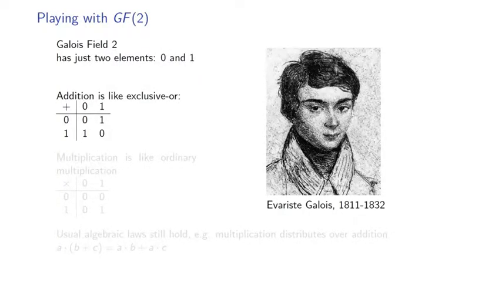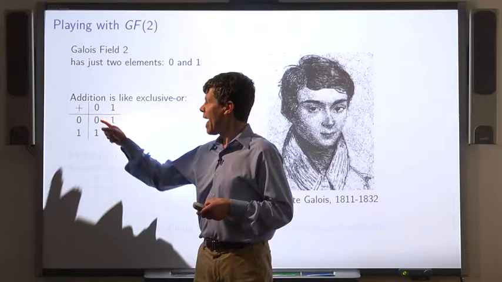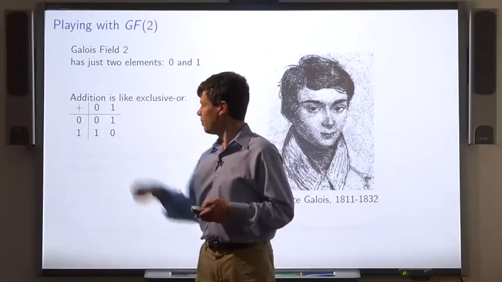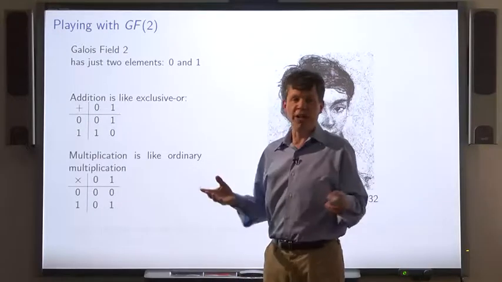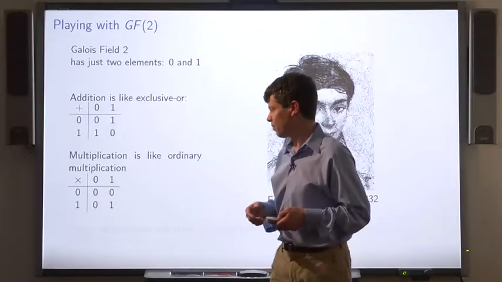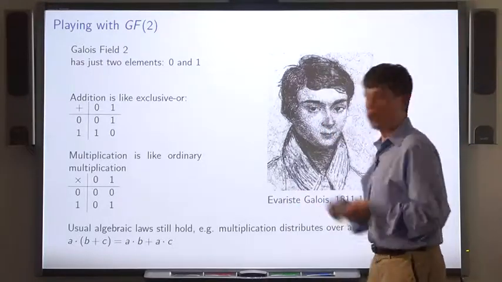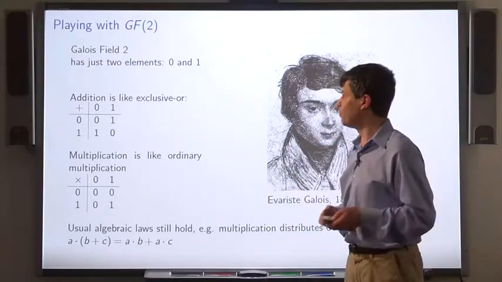Addition of 0 and 1 in the Galois field 2 is just like exclusive OR. That is, adding 1 and 1 gives you 0. Multiplication is just like ordinary multiplication of 0 and 1. And the usual algebraic laws hold. For example, multiplication distributes over addition.